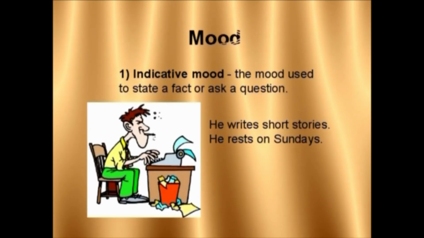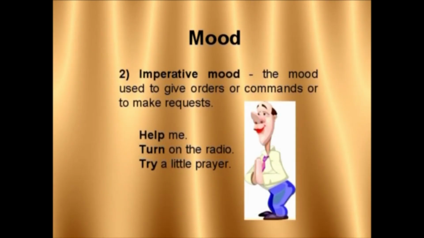Verbs also have mood. 1. The indicative mood. The indicative mood is the mood used to state a fact or ask a question. This is the most commonly used. Examples are, he writes short stories. He rests on Sundays.